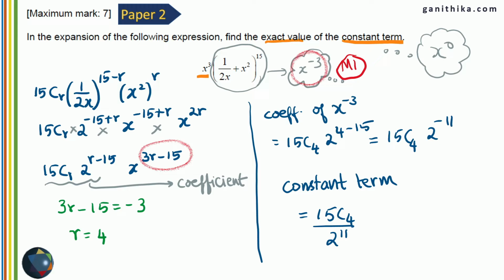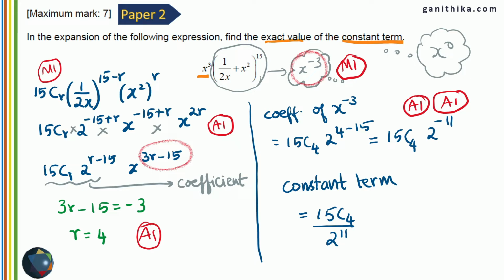Looking for x power minus 3 in the second part is a method mark, and writing the correct expression from the formula and substituting the correct values into the formula will give you M1 A1 marks. Finding the r value, of course, will give you an A1 mark, and substituting the r value in the correct places and simplifying the two terms 15C4 and 2 to the power of negative 11 gives you 2 marks actually, A1 and A1 each.